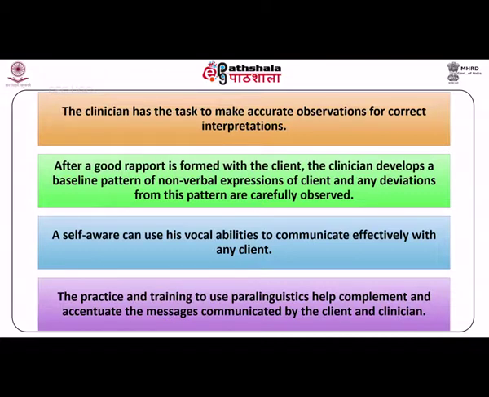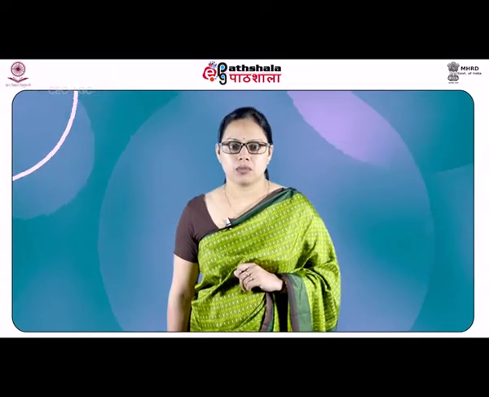The practice and training to use paralinguistics help complement and accentuate the messages communicated by the client and the clinician. The clinician needs to constantly adapt voice quality to match a particular client's behaviors for a good rapport. The right use of paralinguistics can be a powerful therapeutic intervention. For example, a client who speaks fast can be dealt with by the clinician modeling a relaxed and calm rate of speech. For ethnic groups, the clinician can slow down his speech for greater understanding by the client.